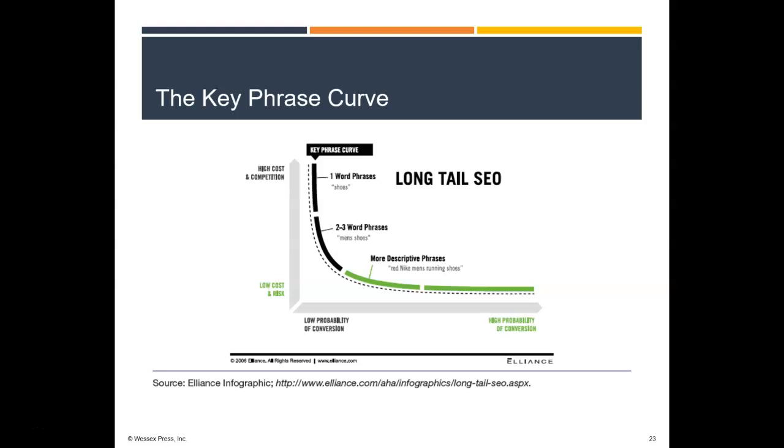So you have word phrases such as shoes. You're looking for shoes. Then you make a more descriptive phrase, men's shoes. Go more descriptive, red Nike men's running shoes.